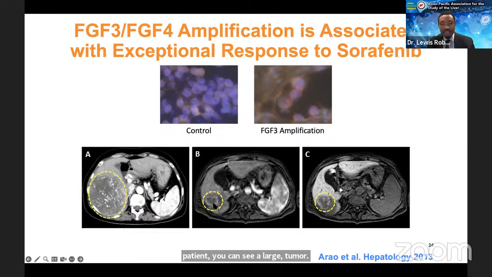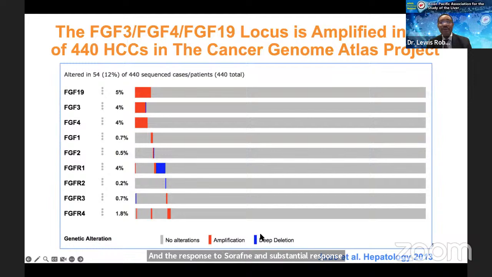of enhancement. And so we went back to the Cancer Genome Atlas, and we had, in this case, 440 hepatocellular carcinomas, and looked at the locus for FGF3, FGF4, FGF19. And we found that 4% of the 440 HCCs that we looked at had amplification of this locus. And you can see here, FGF19, 3, and 4 were co-amplified in approximately 4% of these tumors.